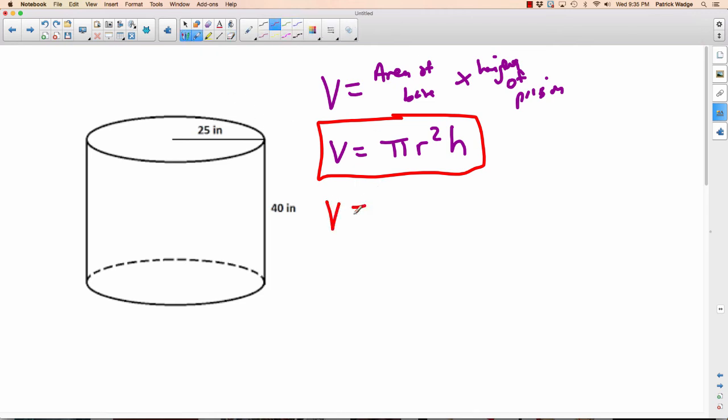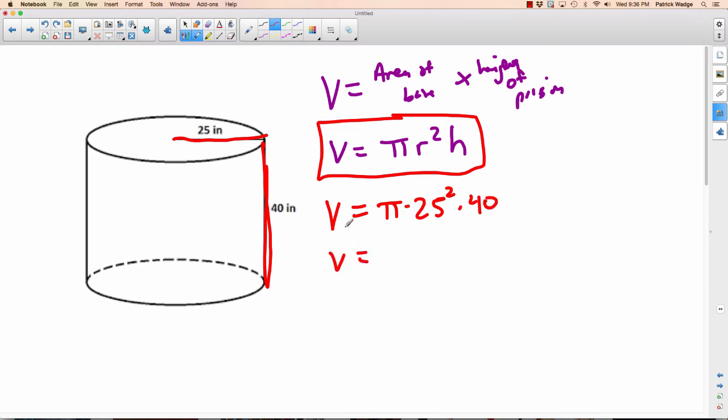So here we go. Volume equals pi radius. What's the radius of the circle? What's the radius of the base? The radius is 25. So we got pi 25 squared, and then we've got h, which is the height of the prism. Well, that's this distance right here, so it's 40. So we've got to go pi times 25 squared times 40.